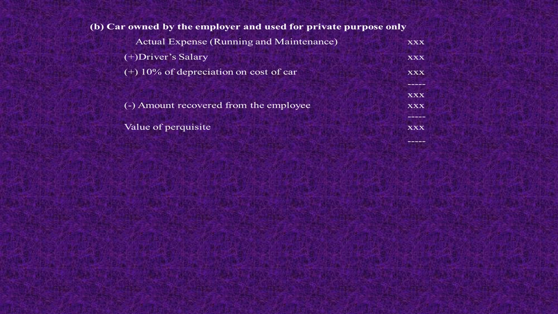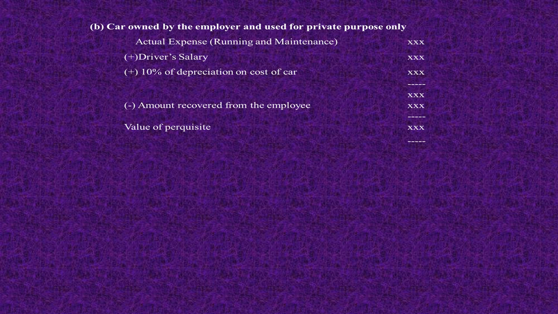Under the motor car case, the second condition is that if the car is owned by the employer and it's used for private purpose only, given to the employee for his private purpose, then how do we calculate the value of perk? Actual expense, that is running and maintenance expense, plus the driver's salary if there is a driver for him, plus 10% of depreciation on the cost of the car, which will be given to you in the sum, then minus the amount recovered from the employee. If it is given free of cost, then the amount of recovery from the employee will not be there. If the employee is paying some amount of money at a concessional rate, that has to be minused from the expense. That will be the value of perk.